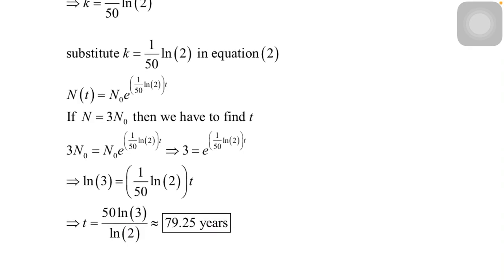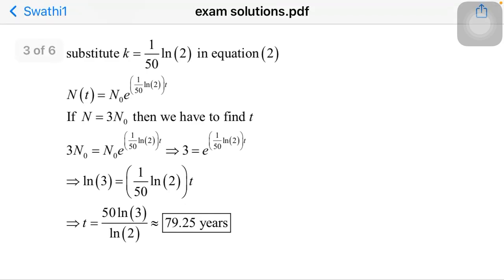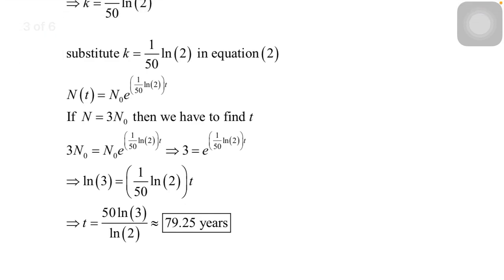Now find out the time when the population triples. That is, n is equal to 3n naught for what time? Substitute n is equal to 3n naught in this equation. That is, 3n naught is equal to n naught e power 1 by 50 into log 2 into t.